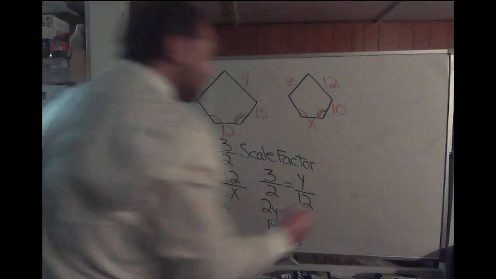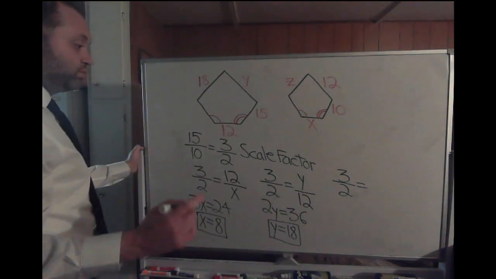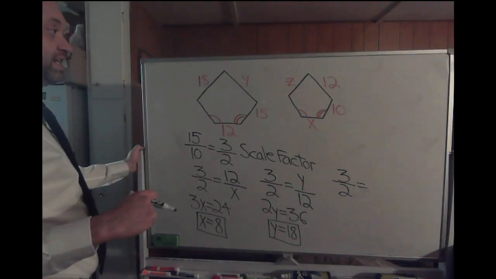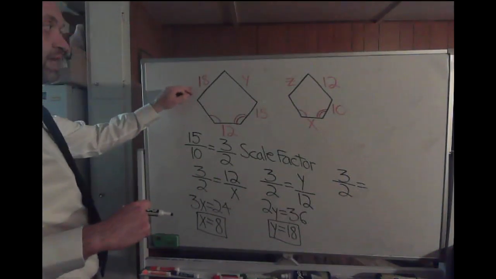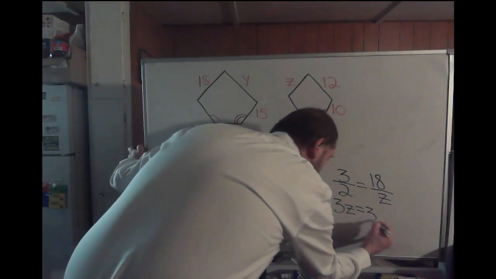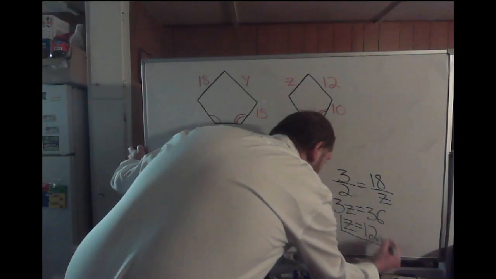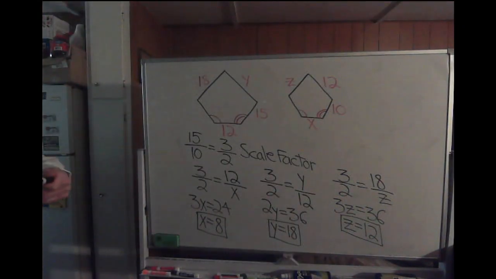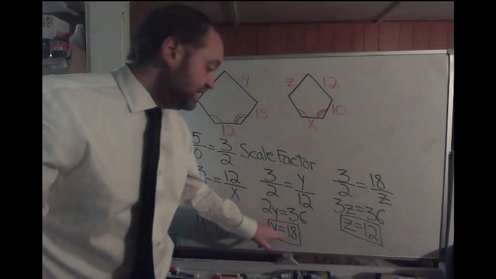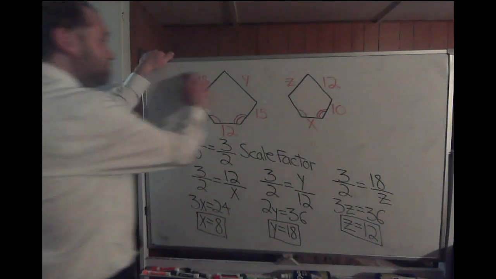Now let's solve for z. Again, take your scale factor of 3 to 2, set that equal to, we want to solve for z, so the corresponding side on the first quadrilateral to z has the length of 18. That'll be equal to 18 to z, which will then just give you that 3z equals 36, which would have to mean that z equals 12. So for this one, you should get x equals 8, y equals 18, z equals 12 for these two similar pentagons.